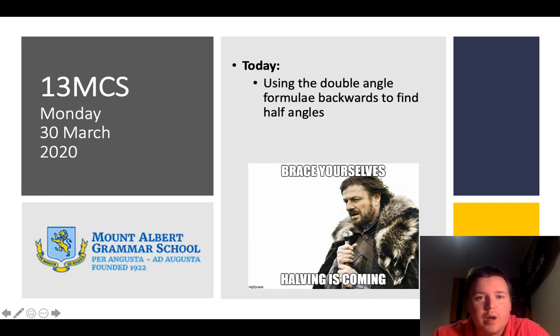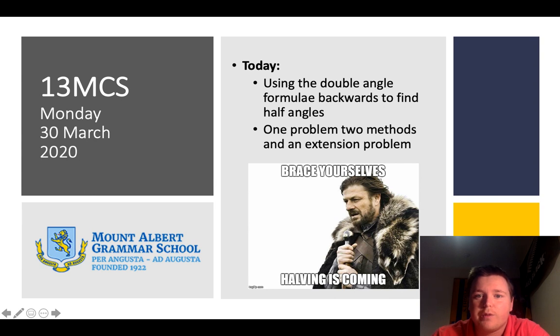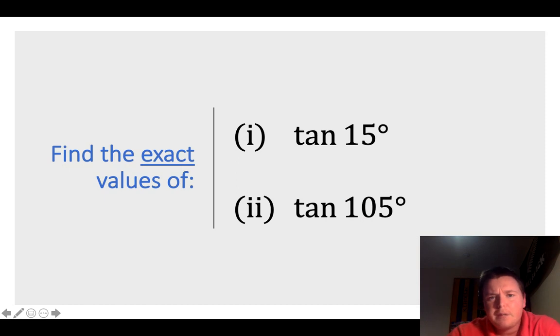So today we're going to look at the double angle formula, and we're going to use it backwards to find half angles. We're going to do it one problem, two different ways, and there's an extension problem at the end. Okay, so pretty short. Find the exact values of these two expressions. You should notice obviously that 15 is half of 30 degrees, and then 90 plus 15 is 105.